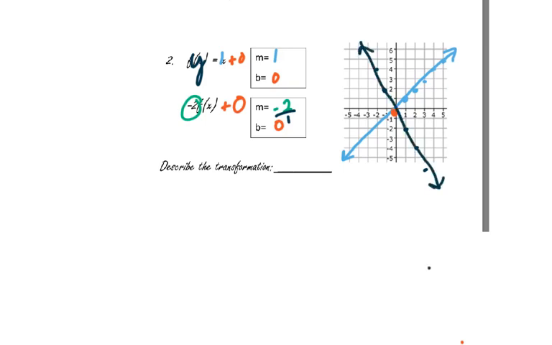Okay, so this graph is now a negative line because it's dropping downwards. And it did get a little bit steeper. It's a 2 now. It used to be a 1. The bigger this number is, the more steep it is. So this graph became a little bit steeper. Another word for steeper is that it stretched. It was a vertical stretch.